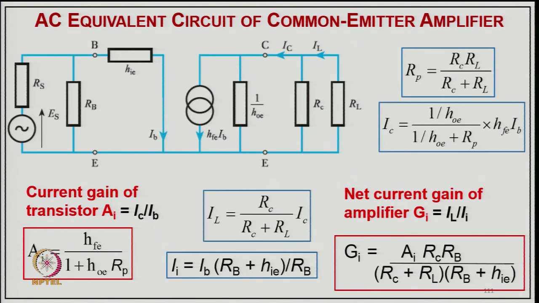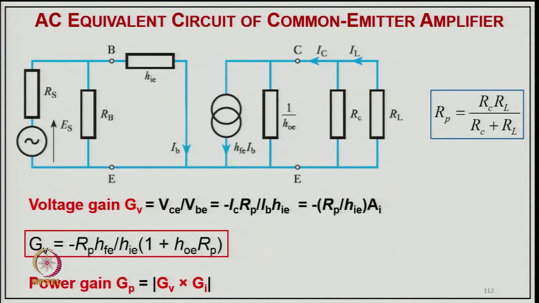So, that will be the net collector current, and the current gain of the transistor IC upon IB will be equal to HFE divided by 1 plus HOE into RP. The load current IL will be equal to RC upon RC plus RL into IC, because it is divided by this divider circuit. II will be IB into RB plus HIE divided by RB. Now the net current gain GI will be IL upon II, that is GI equal to AI RC RB divided by RC plus RL into RB plus HIE. That is the net current gain.